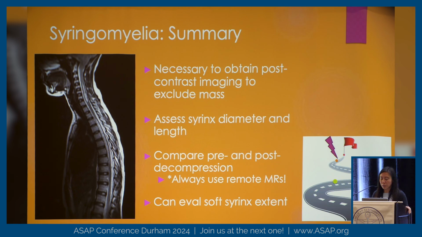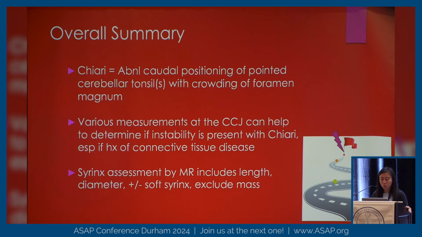One tidbit is to always look at really old MRs. You don't want to look at just the one pre-op, but the one prior and maybe the one prior to that. Sometimes the changes can be more subtle, and it's easier to see if you have an older exam. And then you can always evaluate the soft syrinx component as well. So the overall summary: we talked about Chiari and the definition of it, various measurements we reviewed to help determine if there's potential instability, especially if you have a connective tissue disorder, and then syrinx measurements and assessment by MR technique.